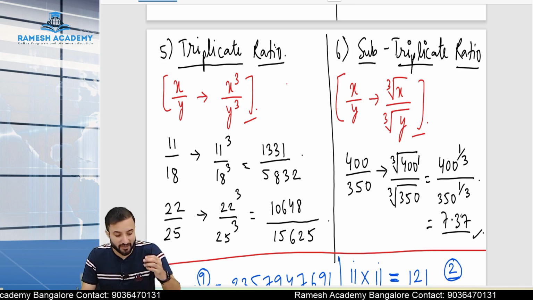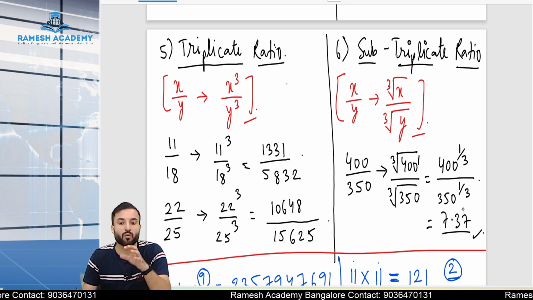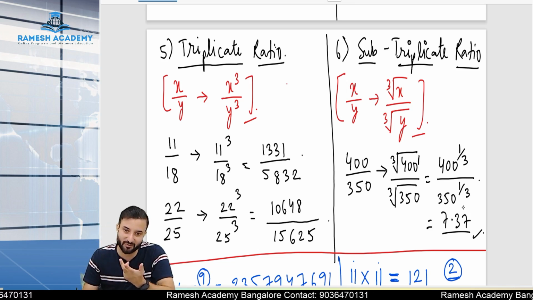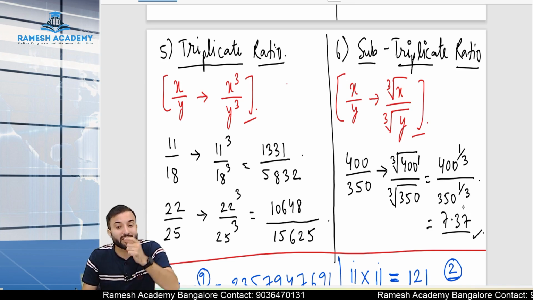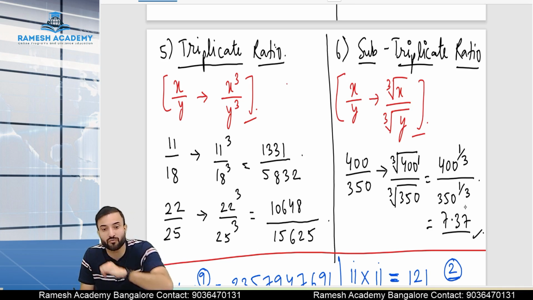Next is triplicate ratio and sub-triplicate ratio. Triplicate ratio means whatever the ratio is given, we have to do the cube of that ratio. That is the triplicate ratio. Sub-triplicate ratio means whatever the ratio is given, we have to do the cube root of that ratio.